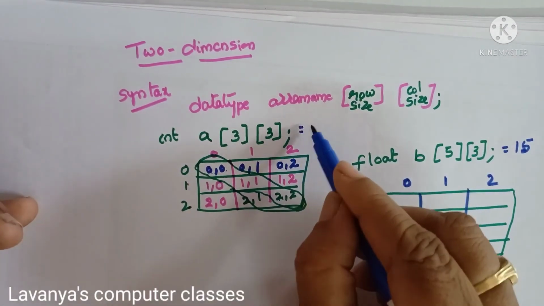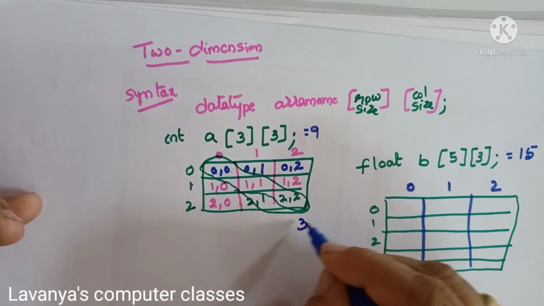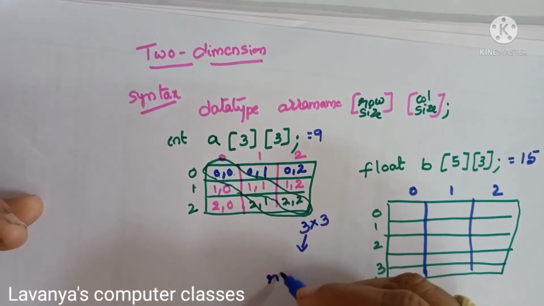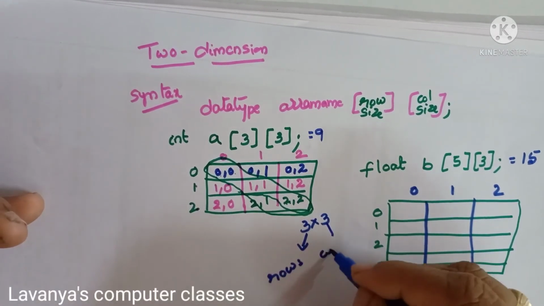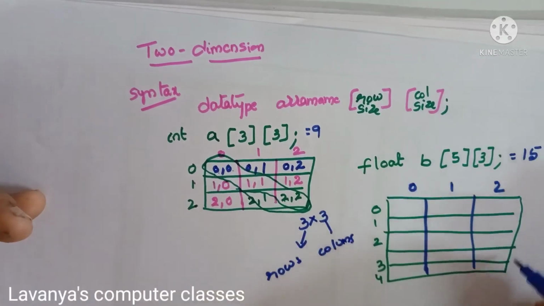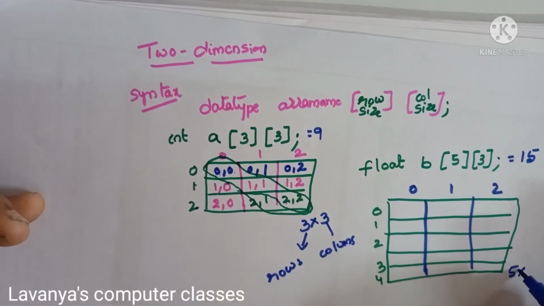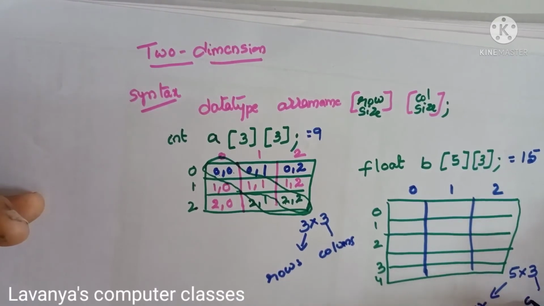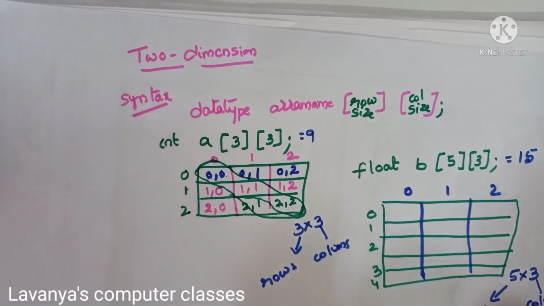3 by 3 means totally 9. So this is called 3 by 3. We are reading like this: 3 rows and 3 columns. Here, this is 5 rows and 3 columns. This is 5 rows, 3 columns. So like this we can read it.